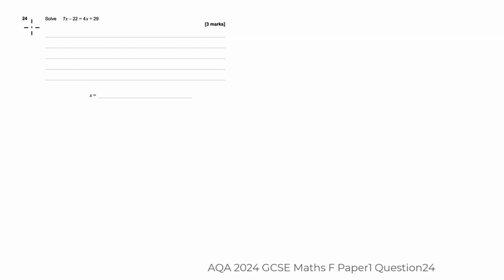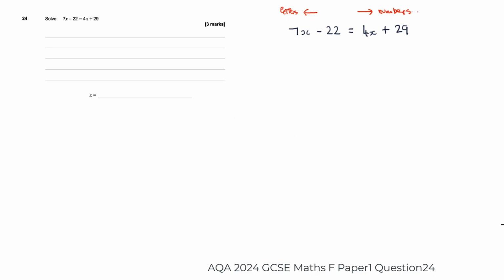Well, here's question 24, and we're given this equation to solve. 7x minus 22 equals 4x plus 29. Now, it's worth remembering what we're trying to do here. When you solve equations like this, you're trying to get all the x's, that's the letters, on the left of the equation, and try and move all the numbers, if you like, to the right of the equation. And how do we do that?